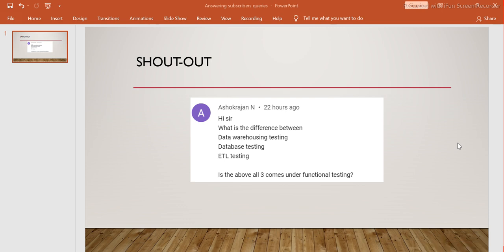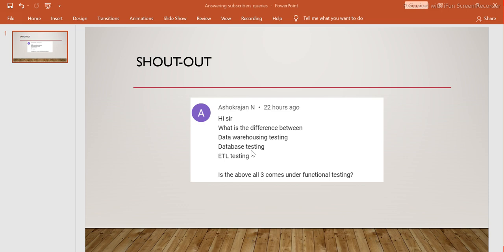So in this session, we will be taking up the questions related to data warehouse testing, database testing, and ETL testing. So basically, what is the difference, right? If you can say that this is the question: what is the difference between data warehouse testing, database testing, and ETL testing? We will be talking in detail about this and we'll try to understand this.